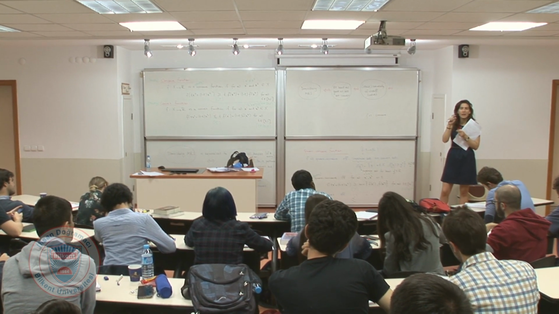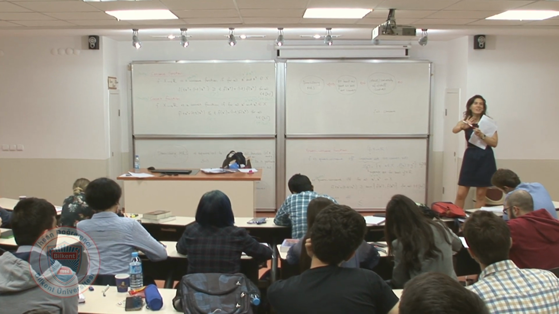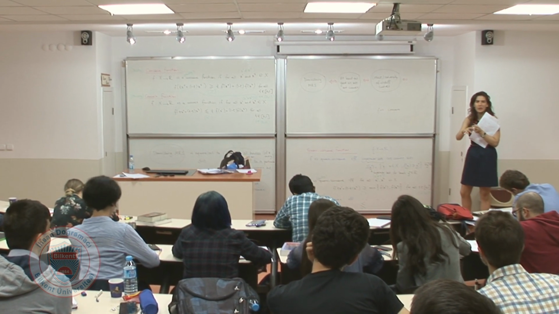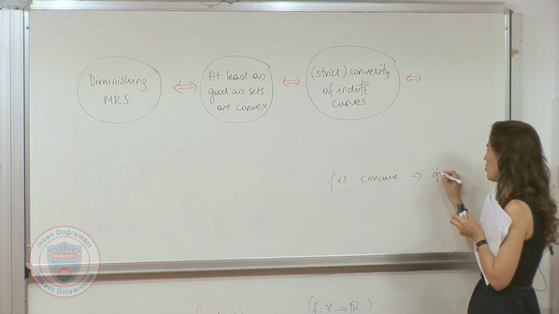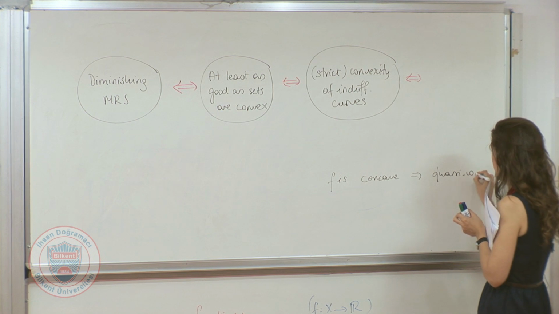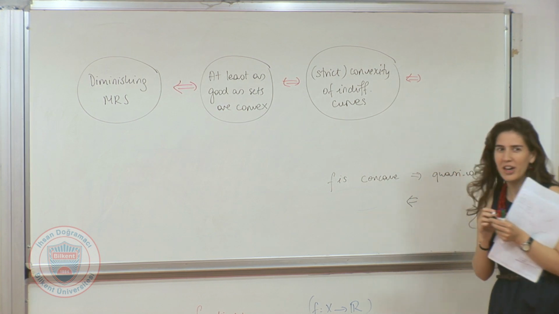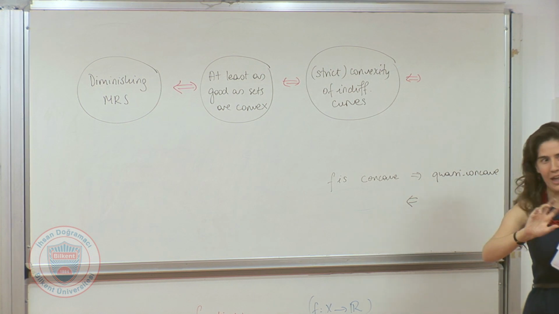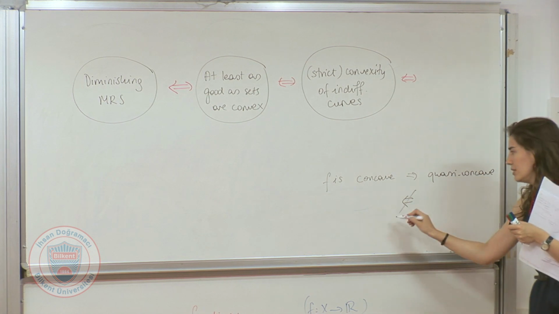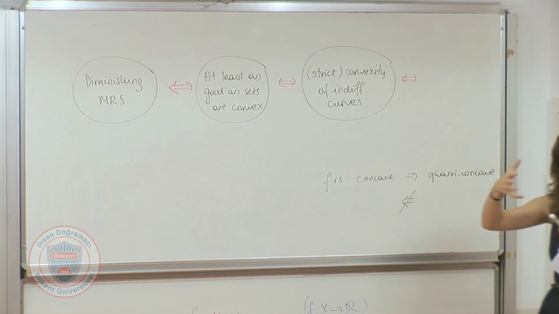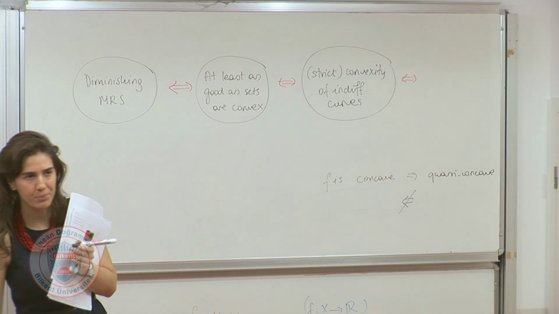Don't forget that if something is concave, it's also quasi-concave. So put it like this: f is concave, then it's also quasi-concave. But do you think the other way around is correct? If it's quasi-concave, it doesn't mean it's exactly concave, right? So this side doesn't work, okay? So always keep in mind that concavity is actually a stronger assumption, okay?